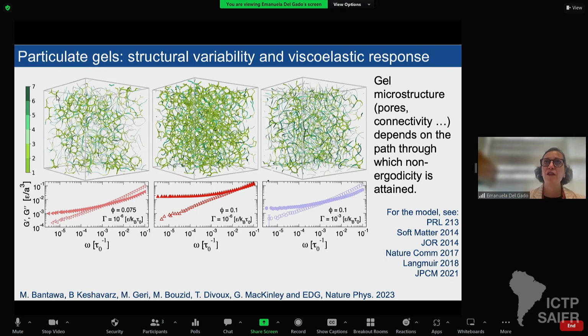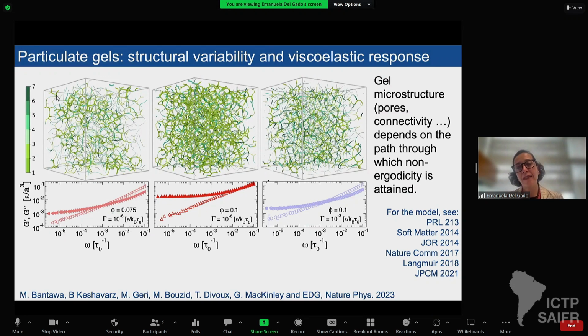Okay, so basically what we have done is to use a microscopic model that we have developed over the years to be able to study this type of materials in numerical simulations. I'm not going to tell you much of the model in this talk, but I'm happy to provide more information, and I have some backup slides in case people have more questions.